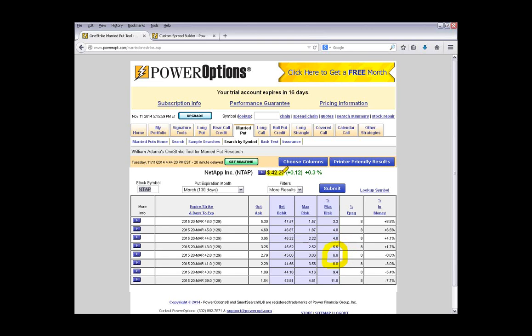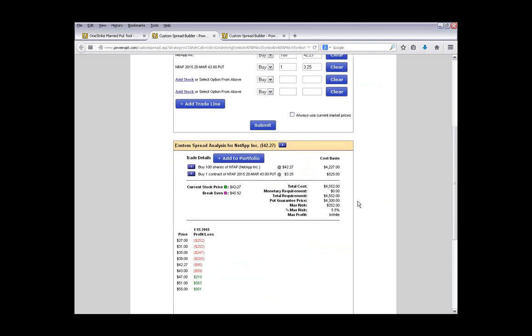So with the stock right now at about 42.27, I like looking slightly in the money here at around the 44 or the 43 with about a 5.5 or a 5% risk. And what that means in that situation is, let's take a look at the profit and loss chart here in Power Options for this particular married put position.